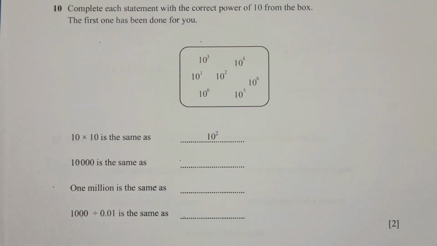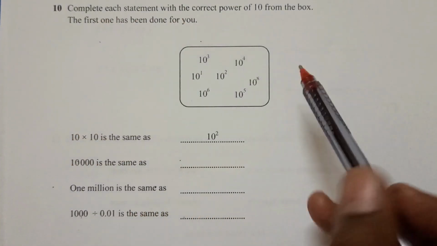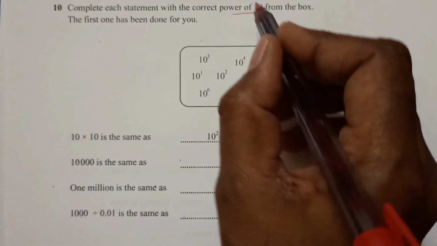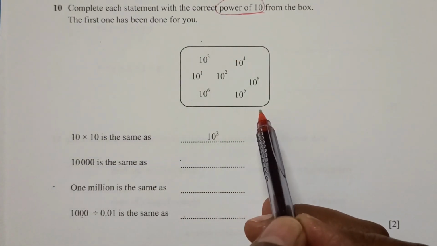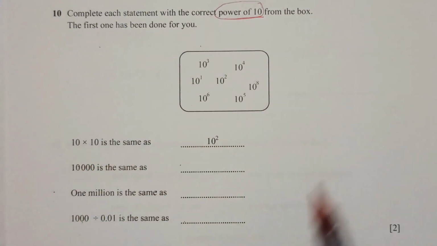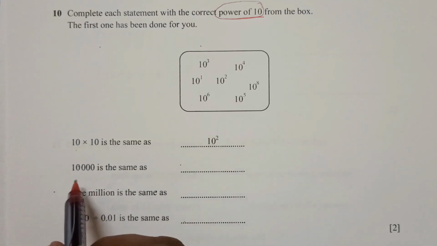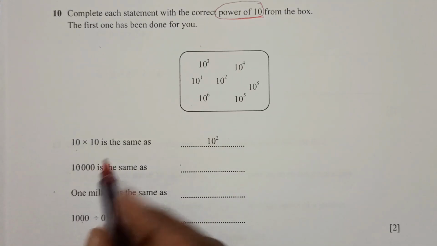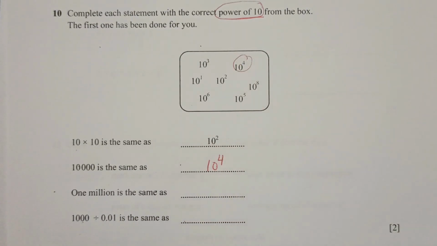Question 10. Complete each statement with the correct power of 10 from the box. So we need to write a power of 10 from the box here. We need to choose from here only. The first one has been done for you. So 10 times 10 is the same as 10 squared. Similarly 10,000, there are 4 zeros. So that means 10 power 4. So we can write down 10 power 4.